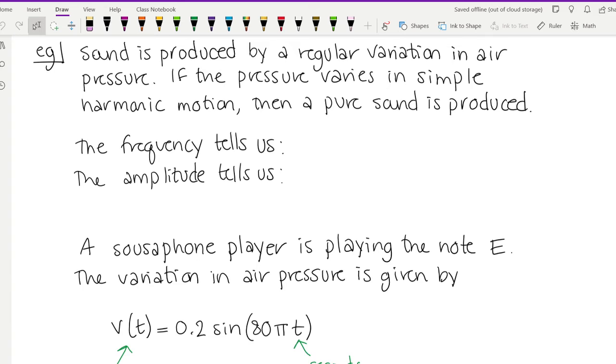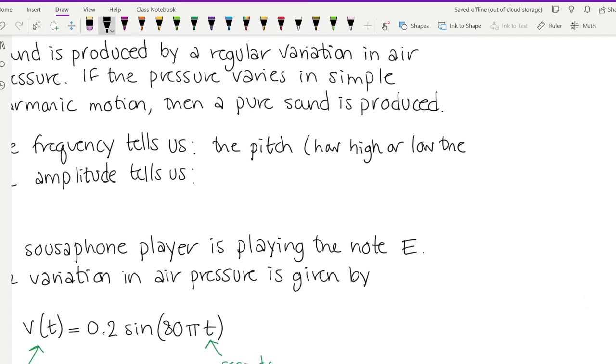So what does the frequency tell us? The frequency tells you the pitch of your sound. So basically, how high or low the sound is. So if you change the frequency, if you make your voice get higher, playing an instrument, you're playing a higher note or a lower note, that will change the frequency.